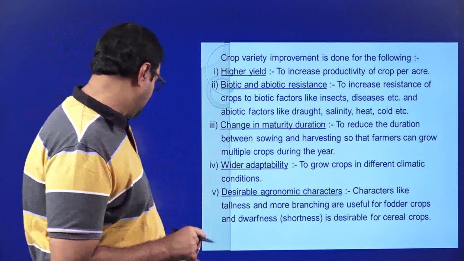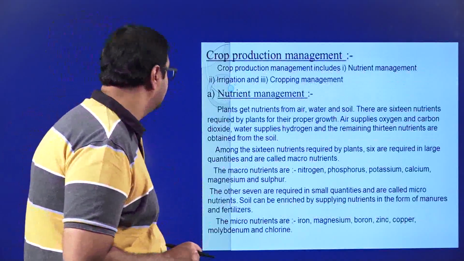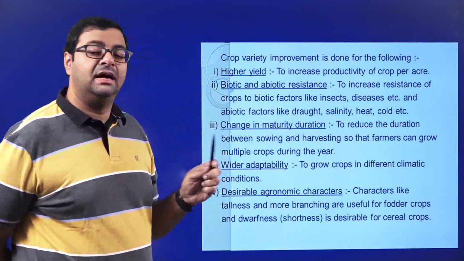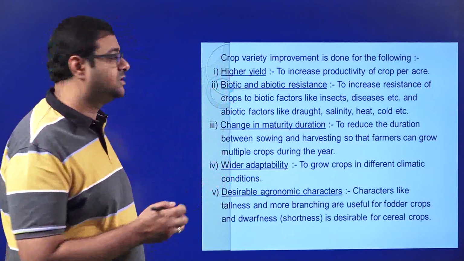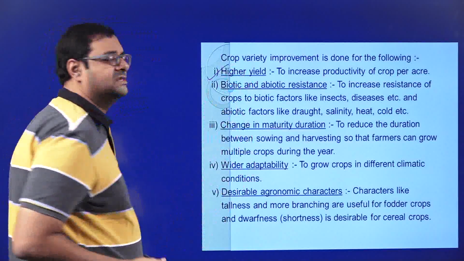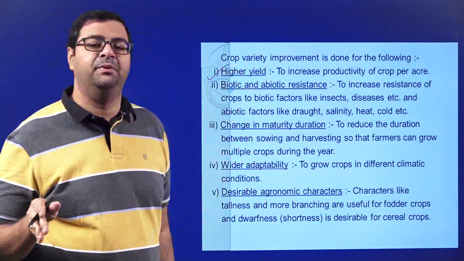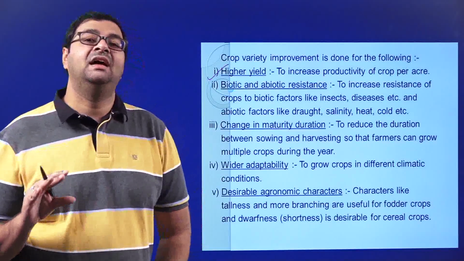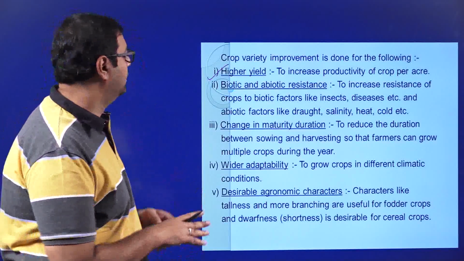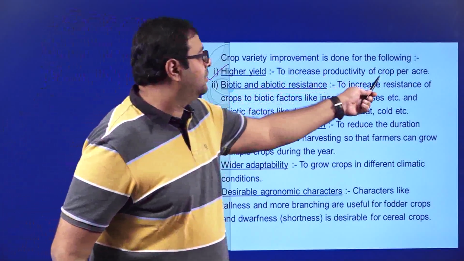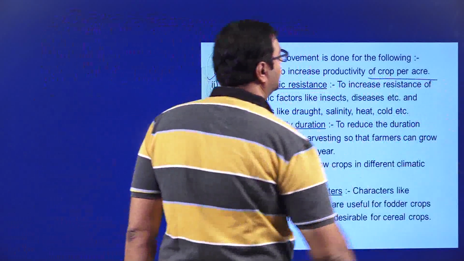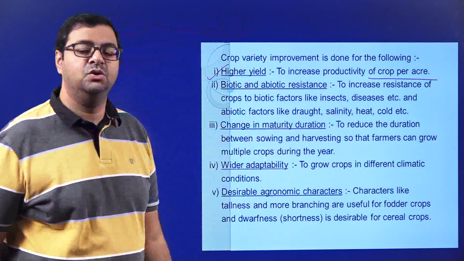The first reason crop variety improvement is done is to get higher yield. This is no doubt, you can just print in your brain that any crop improvement technique is done to increase the yield. To increase the productivity, you can simply write it this way: per acre the crop productivity has to increase.